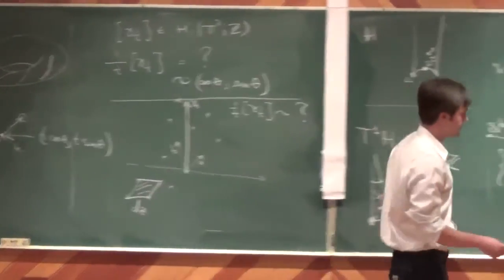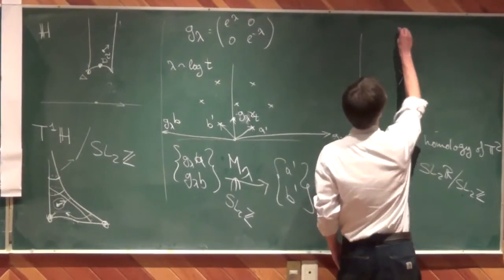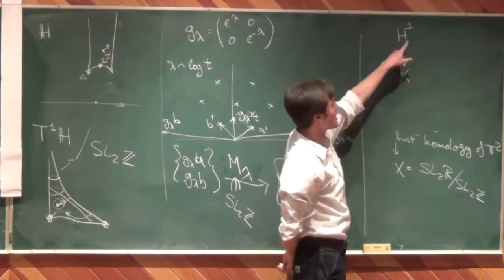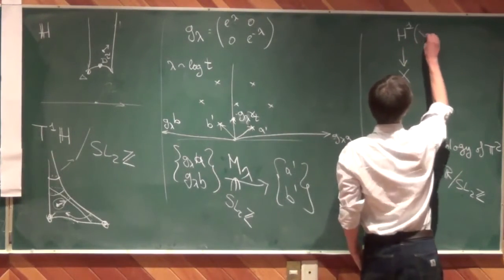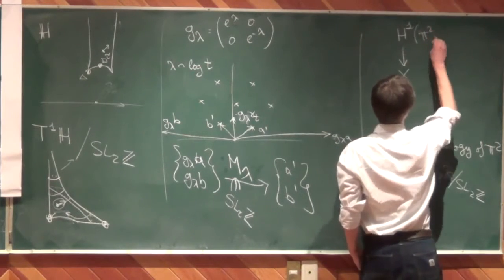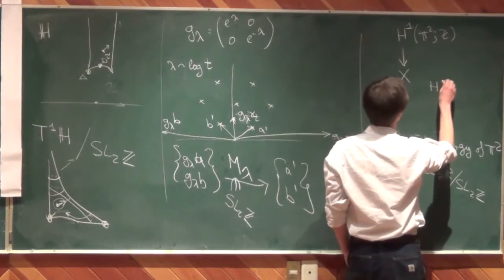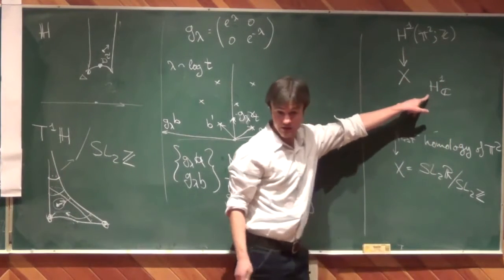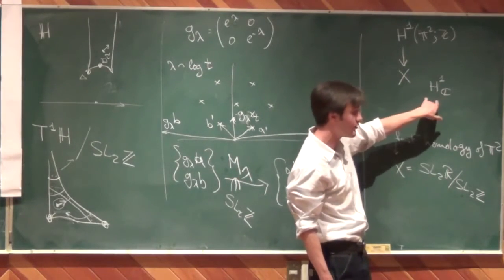So, let me just write the data here. We have X, and over this you have the bundle of, now I'm cheating, I said homology, but I'm going to look at cohomology. You can take it with Z coefficients, but you can also consider the same bundle with complex coefficients. I'm just going to denote it like this. It has the same structure, you still have the same local identifications.